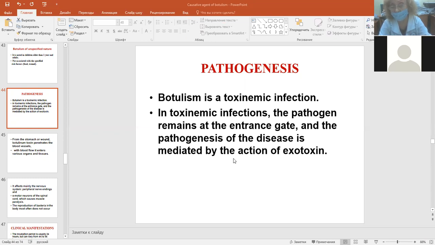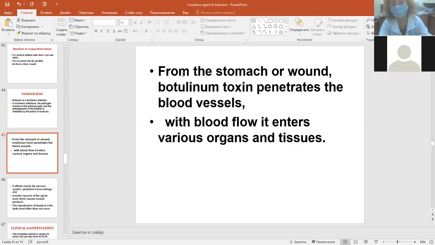Bacteria don't circulate in the bloodstream. So in case of toxinemic infection, just exotoxins are circulated in blood. And I told you in the first part that for every exotoxin, there is some organ of action or system. So in case of botulism, from the stomach or wound, botulinum toxin penetrates the blood vessels, and with blood flow, it enters various organs and tissues.